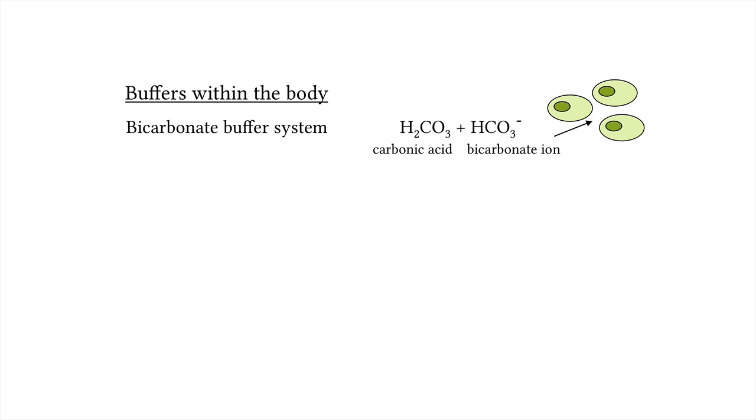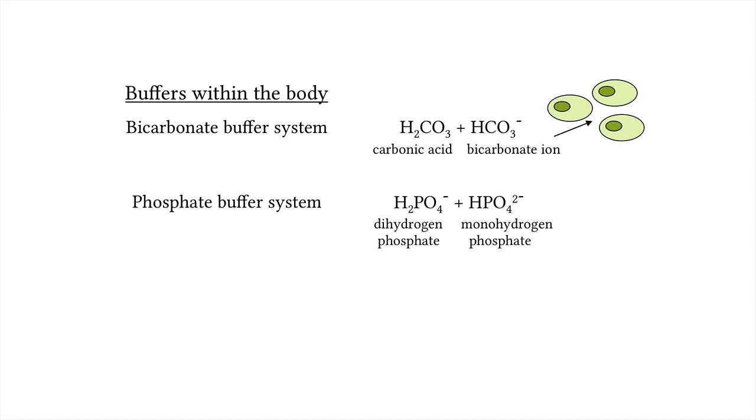The second buffer system is the phosphate buffer system. This buffer contains dihydrogen phosphate, H2PO4-, which is a weak acid, and monohydrogen phosphate, HPO4 2-, which is a weak base. This buffer system is found inside the cells because phosphate is commonly found there. It is also located in the nephron tubules.